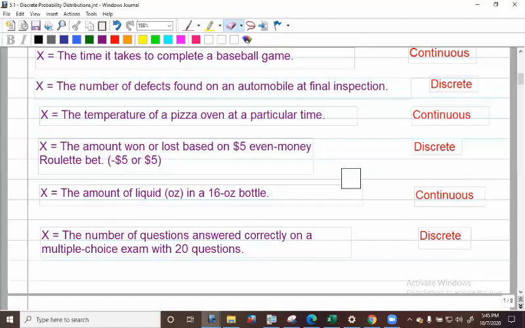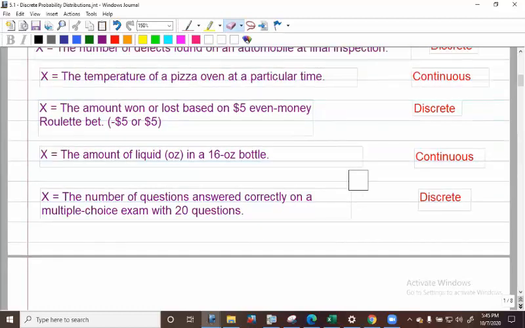Number of questions answered correctly on a multiple choice exam with 20 questions. That's discrete. The difference between this one and the home runs and the soccer game is that the X is going to be either 0, 1, 2, 3, 4, and it stops at 20. You wouldn't be higher than 20. In a soccer or baseball game, you wouldn't know what the highest number was going to be until after the game was played.